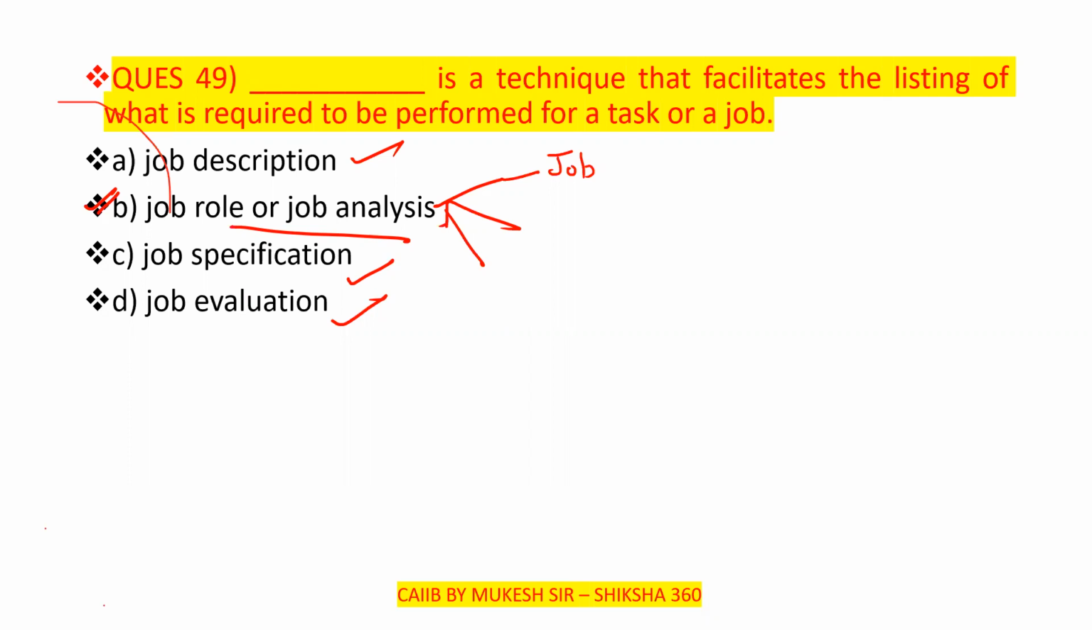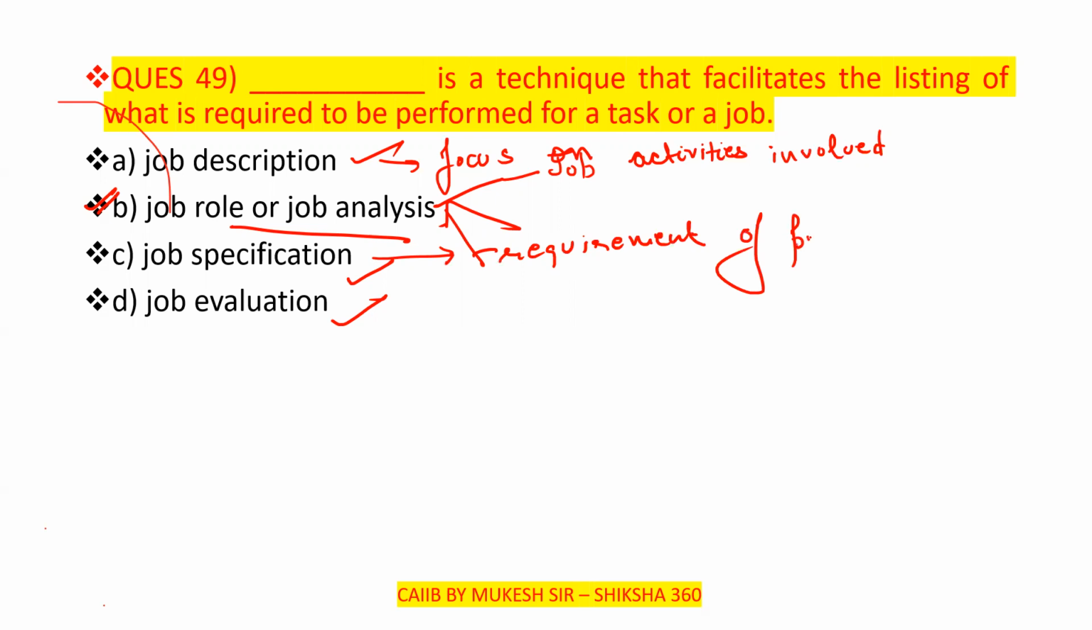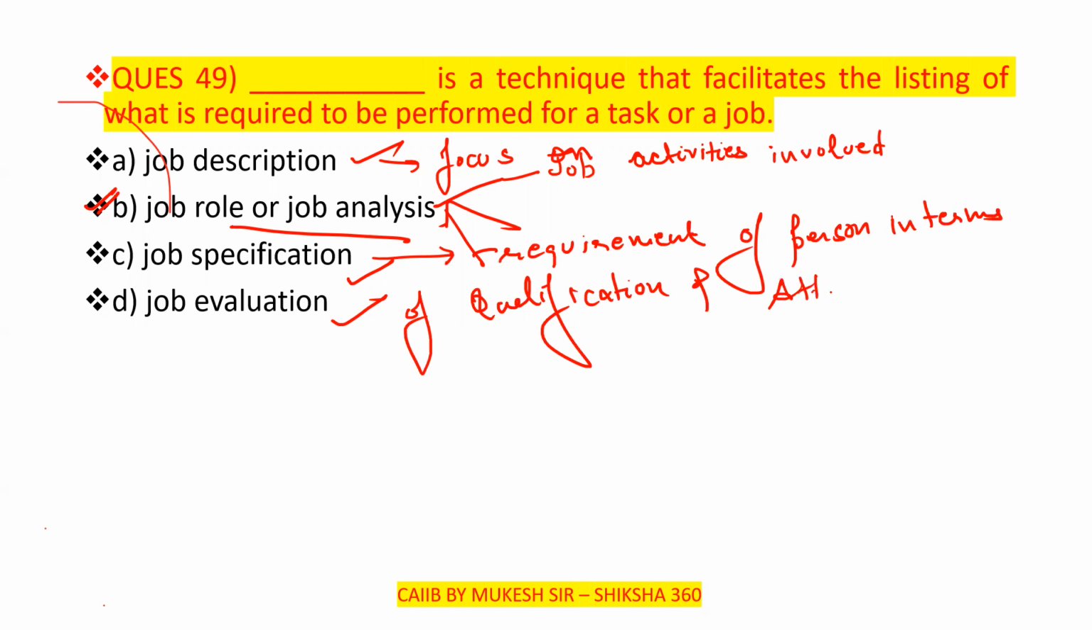So what is job description? Job description focuses on the activities involved, what activities are involved. And what is job specification? Job specification focuses on the requirement of a person in terms of qualification and attributes. So please remember all these things so that you are able to answer the question.